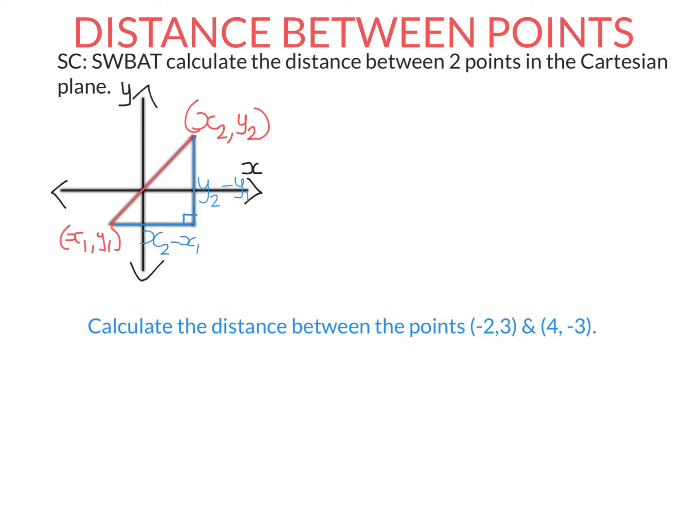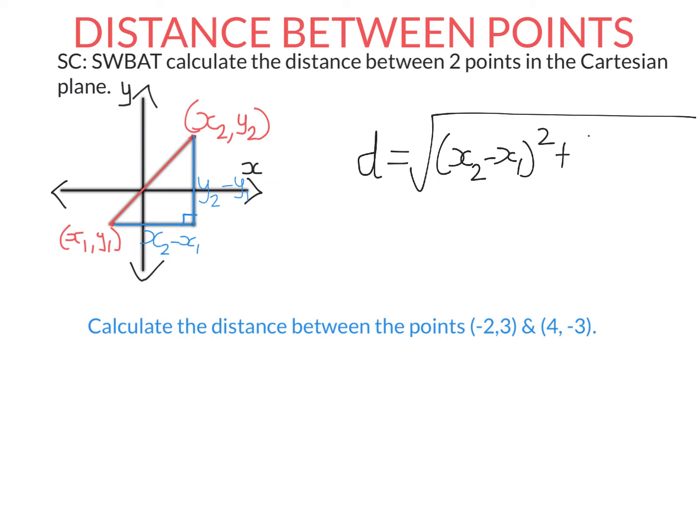So using Pythagoras' theorem, when we're finding the hypotenuse, which is what we're finding here, it's just the square root of shorter side squared plus shorter side squared. So here, x2 minus x1 is like a. This is like the square root of a squared plus b squared. This is the formula for the distance between 2 points.